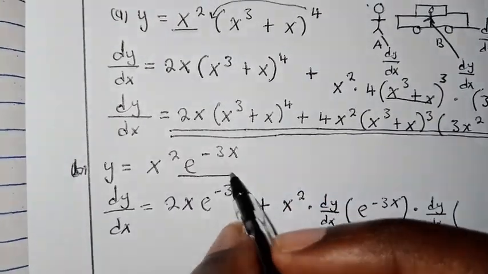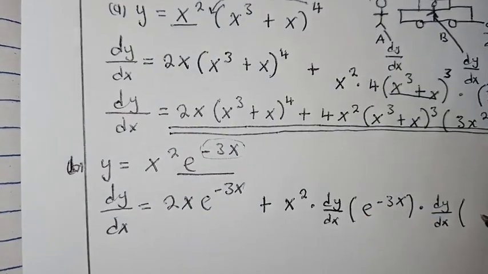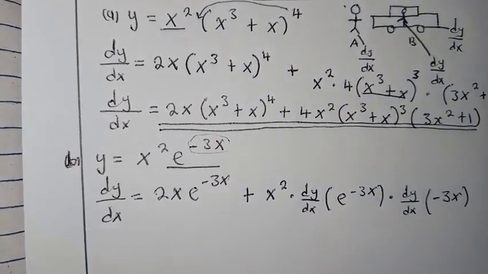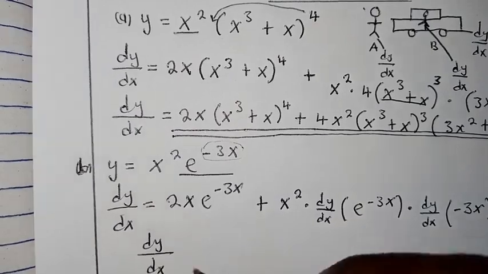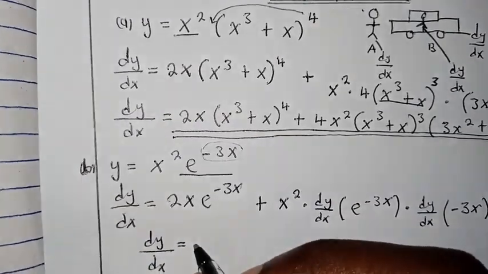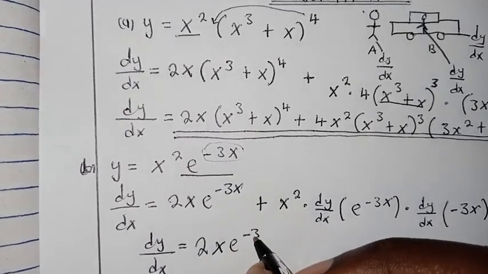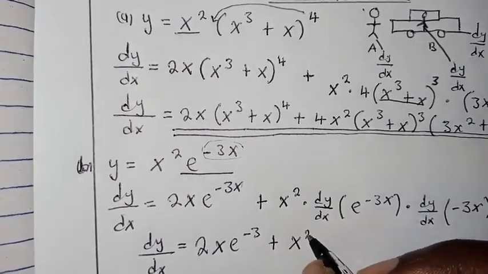This time around, who is inside the car? This guy here is inside the car. From there, we say dy/dx is equal to 2x e to the power 3x, plus x to the power 2.